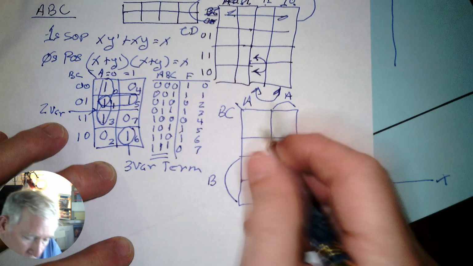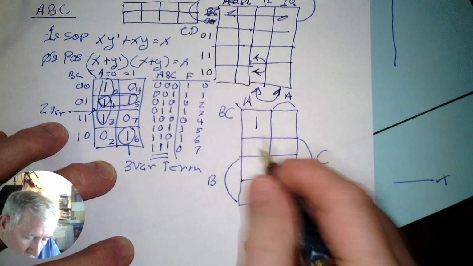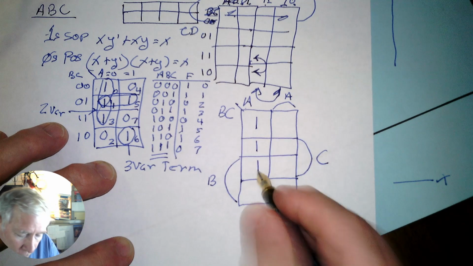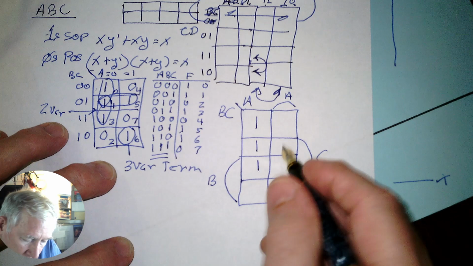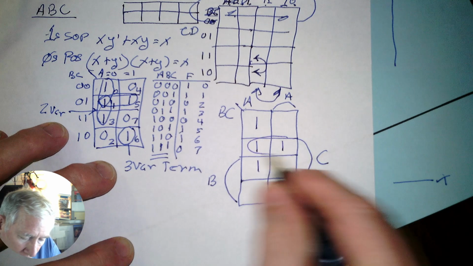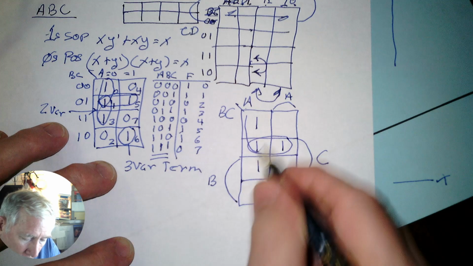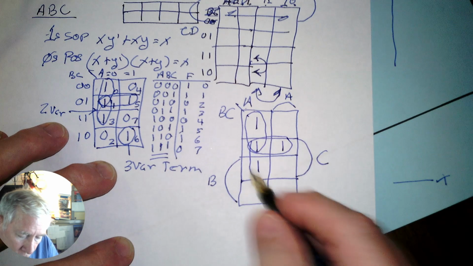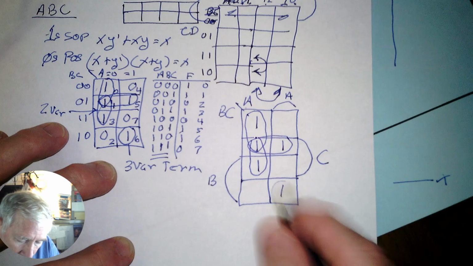So let me put in the numbers and you'll see how this works. So I have 1, 1, 1. I'm not going to write the zeros in because it just clutters up things. But if I had don't cares, I always would include them. So I have 3 groups, and then I have a 1 down here all by itself.